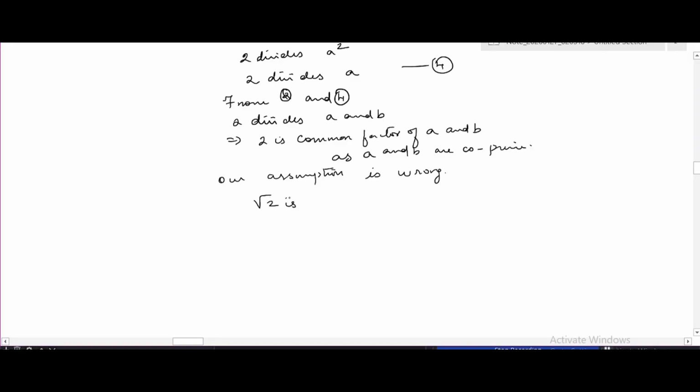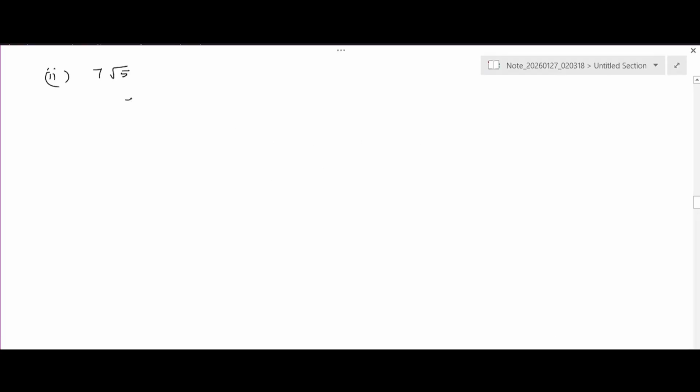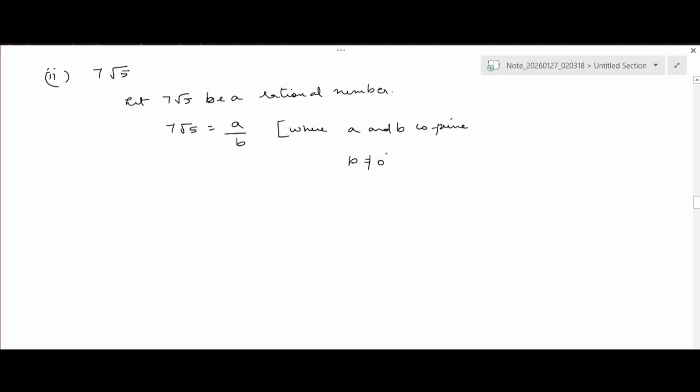Root 2 is an irrational number. After writing this, you go to the sum, that is the second part. Now let 7 root 5 be a rational number. So 7 root 5 is equal to a by b, where a and b are co-prime, b not equal to 0.